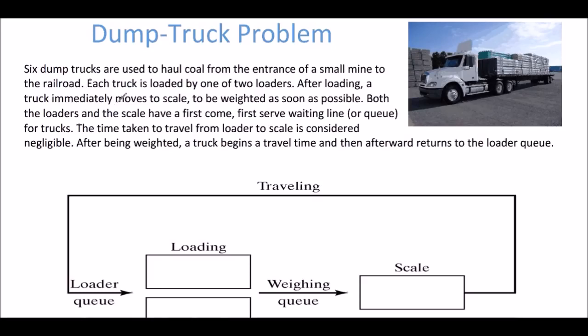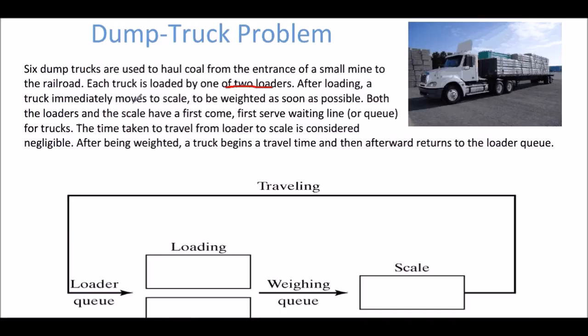So let's look at this example over here. It says 6 dump trucks are used to haul coal from the entrance of a small mine to the railroad. Each truck is loaded by one of 2 loaders. So you can have 2, 3, 4, however many loaders. Similarly, you can have however many trucks you want. You want 10, 20, 30, depends on the kind of example you're looking at.